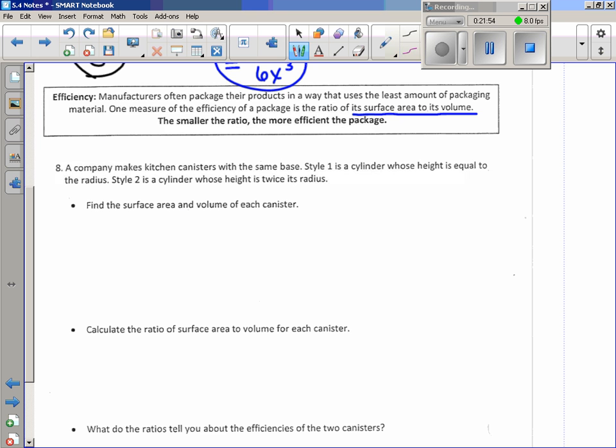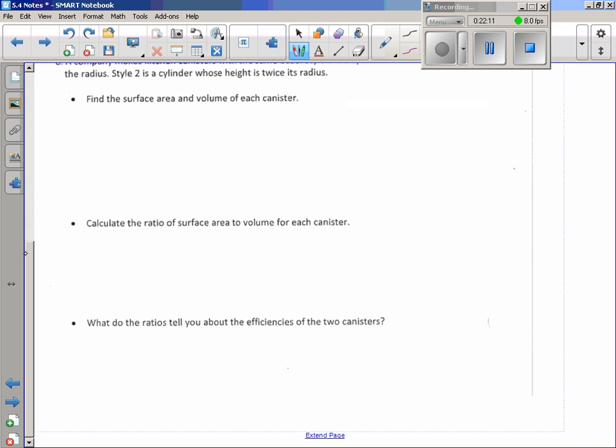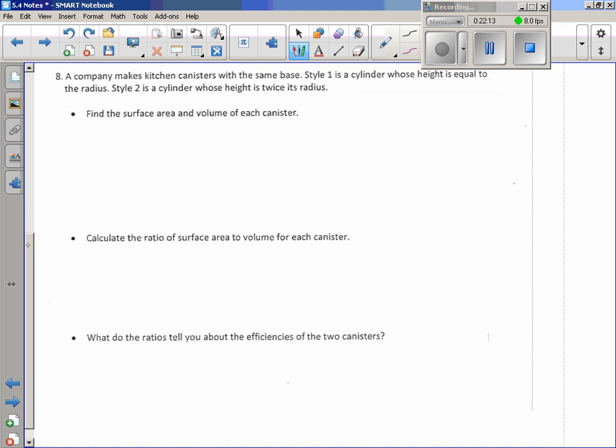So, three-dimensionally, what do you think it should be? A sphere. Three-dimensionally, right? All right, so the smaller the ratio, the more efficient the packaging. So number 8 says, a company makes kitchen canisters with the same base. Style 1 is a cylinder whose height is equal to the radius. Style 2 is a cylinder whose height is twice the radius.